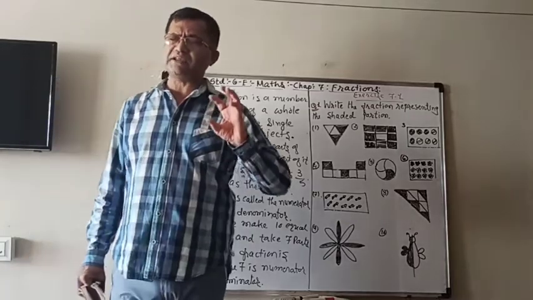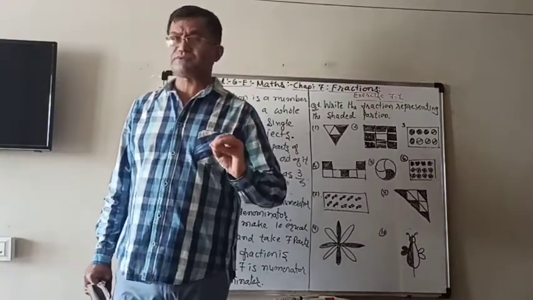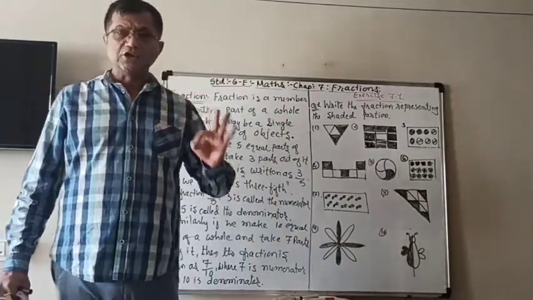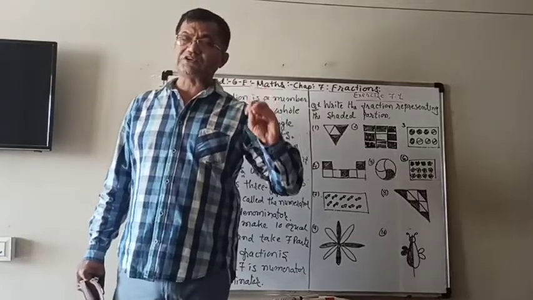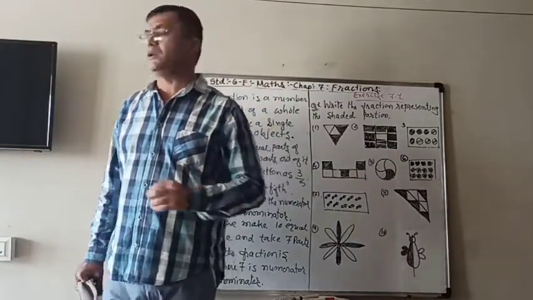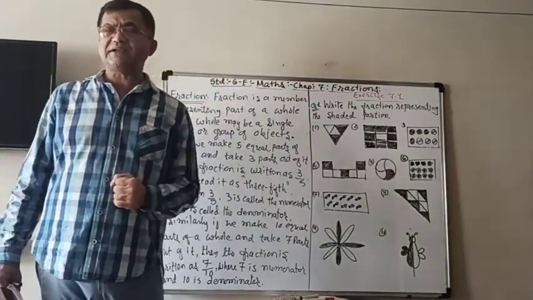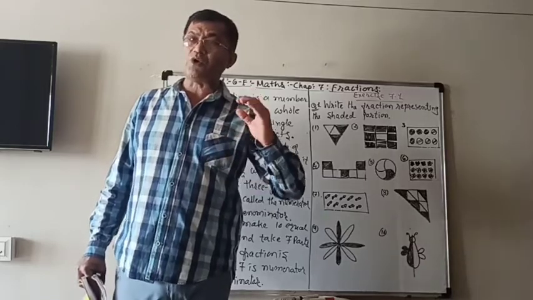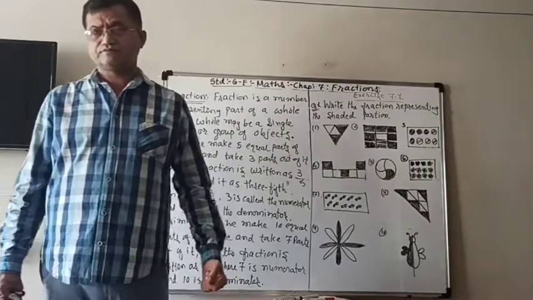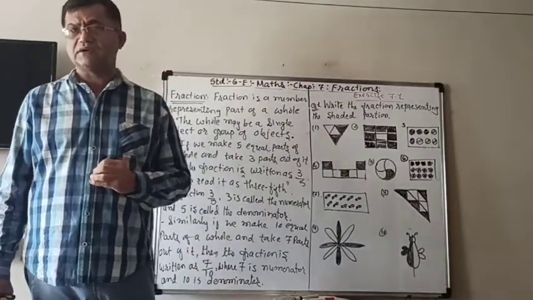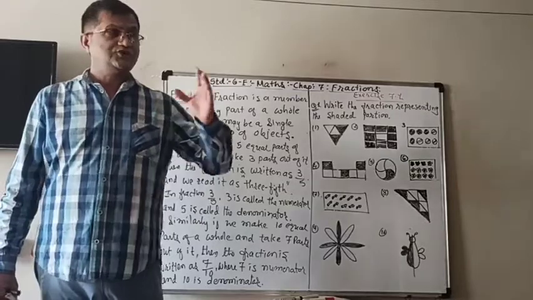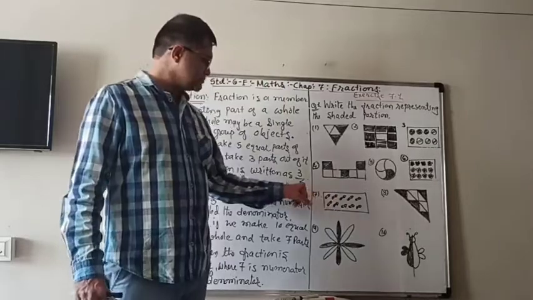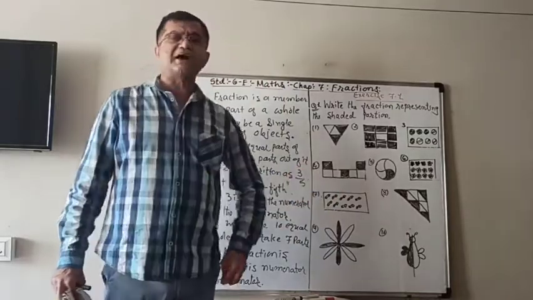So whenever there is a fraction, the denominator shows the total parts. What does the denominator show? The denominator shows the total parts made from the whole, and the numerator shows that out of that total, how many parts are taken or colored. So as I told you, 3/5 means a total of 5 parts are made, out of which 3 parts are taken.